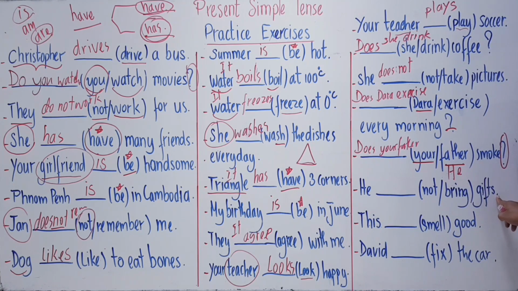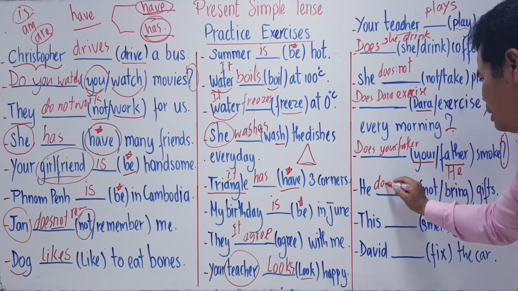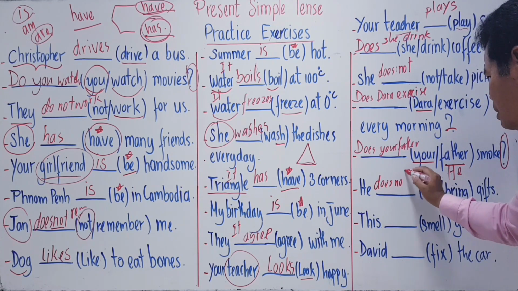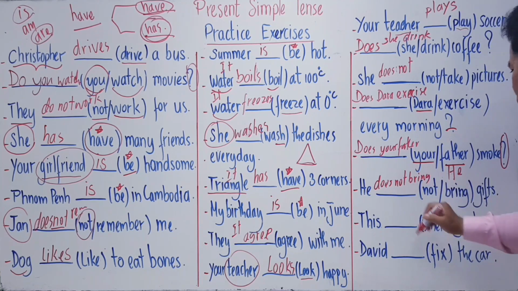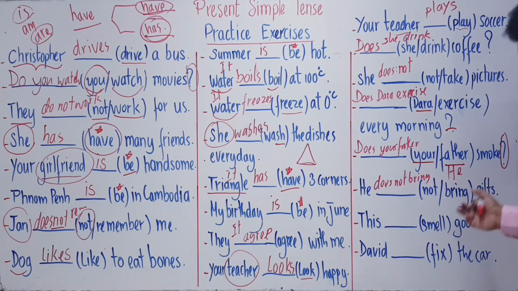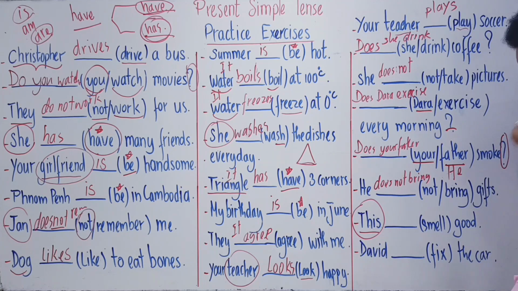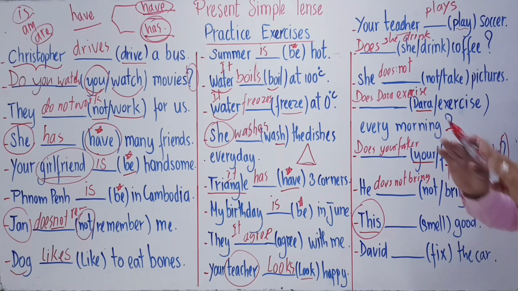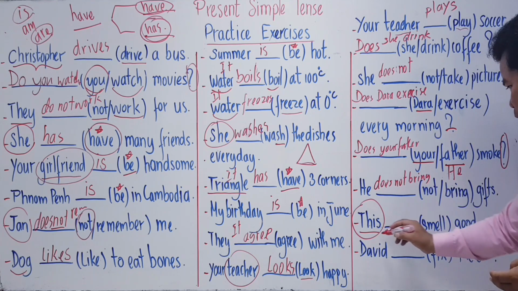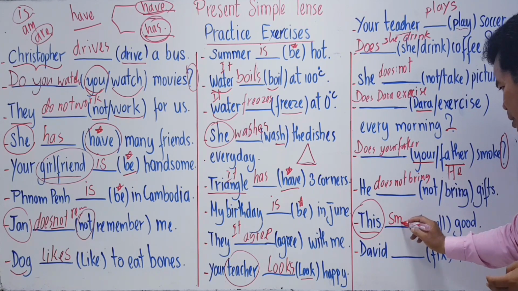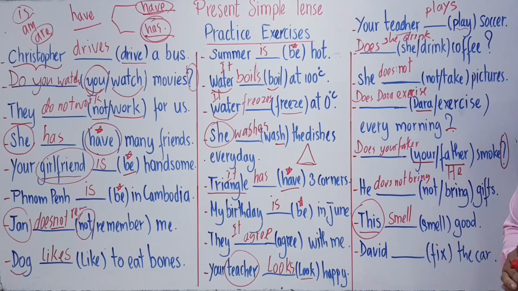He, and then give. So that one, what do you say? Not bring. So it's the negative form. He does not bring gifts. How about this? This smell good. So where's the subject? This is the subject. So just this, I mean just only one thing we mentioned, not two things. So what do you say? This. Can I say this smell good?